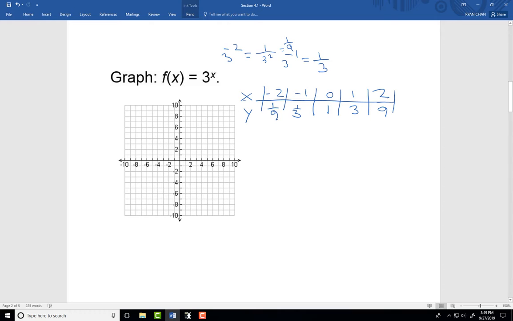So I have the y-values 9, 3, 1, 1/3, 1/9. And it looks like this if I sketch this.